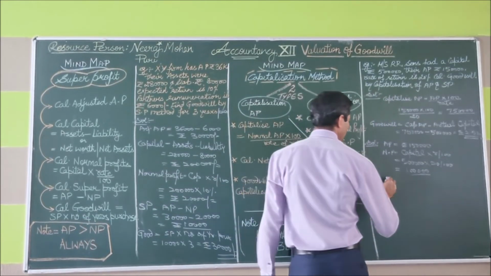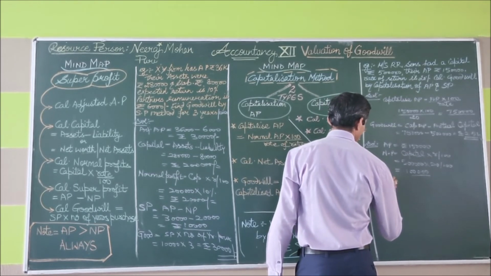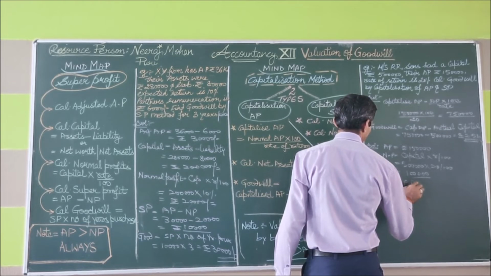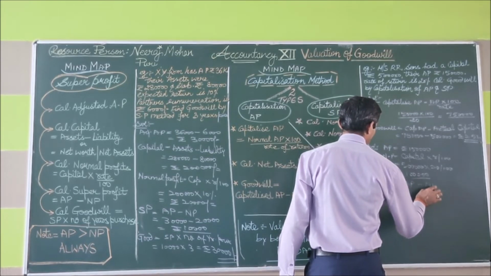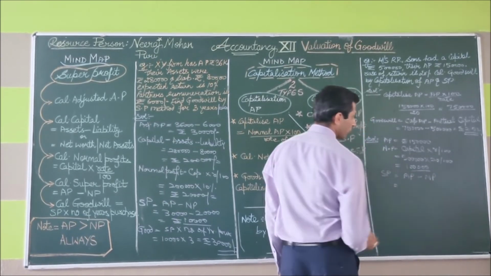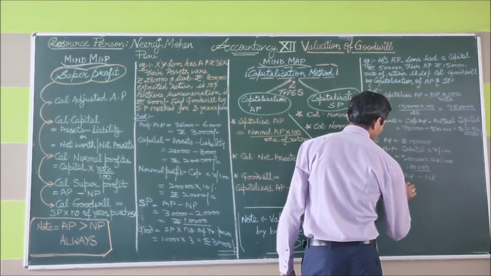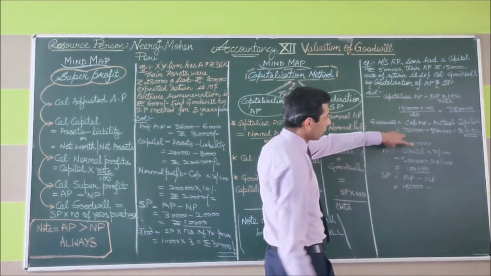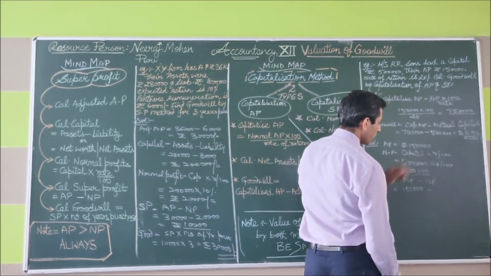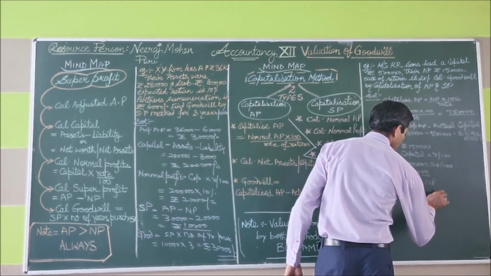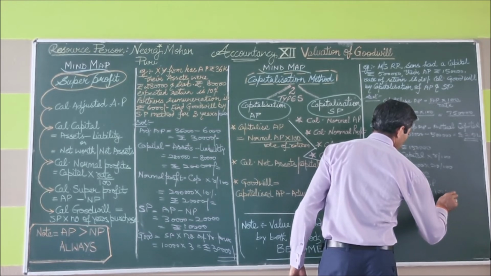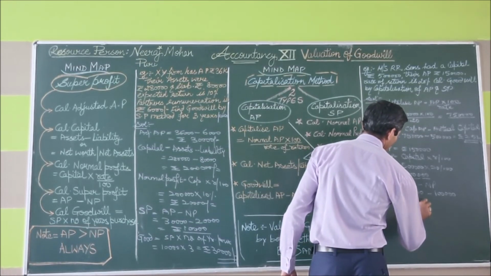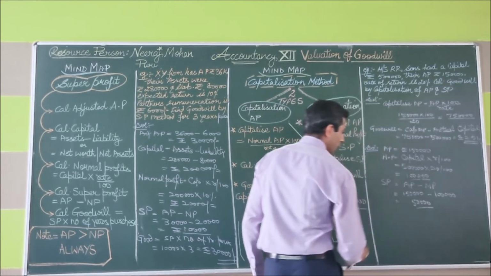Step number 3 is super profit. Super profit formula is actual profit minus normal profit. Our actual profit value is 1,50,000, which is recorded in step number 1, minus normal profit, which we have just now calculated as 1 lakh. From here, super profit earned is 50,000.